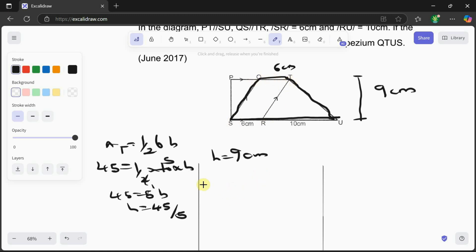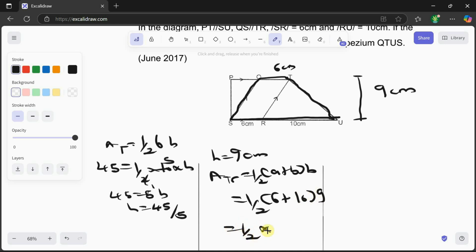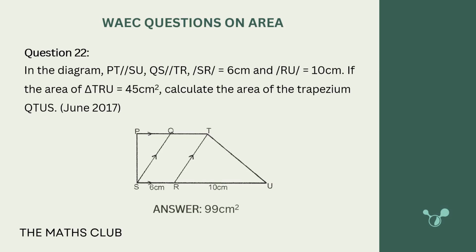Now that we know this, the area of a trapezium is half (a plus b) h. That will be half, a is 6, b is 6 plus 10, which is 16. Our h is 9, so that will be half times 22 times 9. Two ones are two, two elevens are 22, so 11 times 9, so the area of the trapezium is 99 centimeters squared. Great.